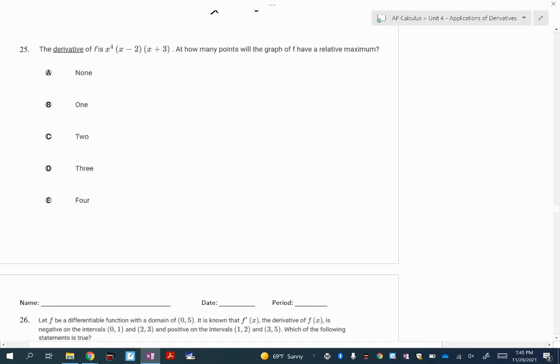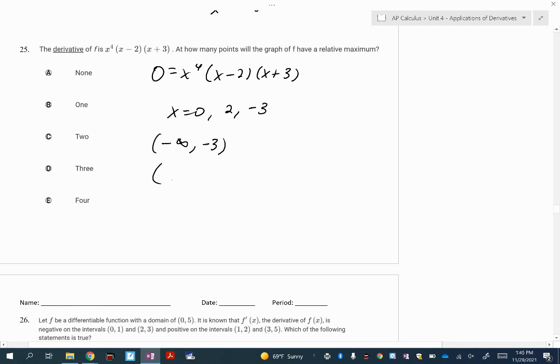We have a derivative, and it says how many points will the graph of f have a relative maximum? So they already found the derivative for us. That's nice. This is not going to be undefined anywhere, so I just need to set it equal to 0. So I have x equals 0, positive 2, and negative 3. So I'm going to set up my different intervals like we've done many times now.